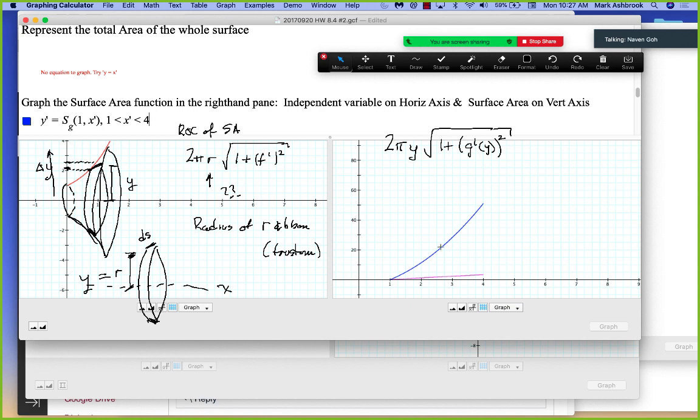Very end value of the blue graph. That's right. So I'm going to come here to x equals 4 on the right graph. When x equals 4 on the right graph, it's telling me my total surface area of that bell shape, that funnel shape, is 51.18.